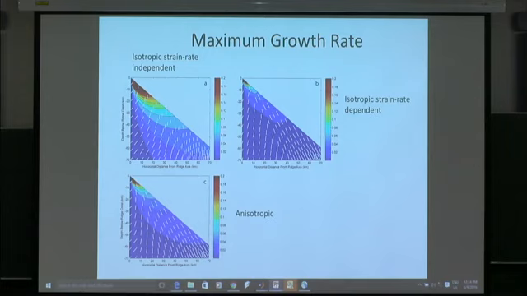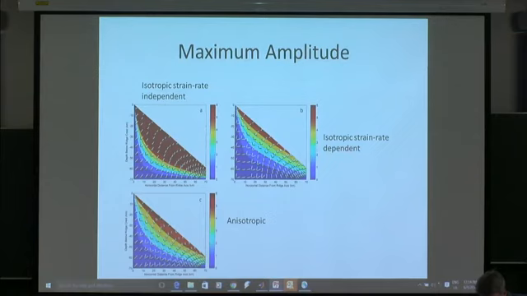Similarly, for anisotropic viscosity, we can do the same thing. And in fact, the only real difference you can see here is down here, because it takes a little while to build up the anisotropic fabric, or there's some deformation required to do that. But if we look at the amplitude, so we actually integrate the amplitude with time, we get something like this. And unfortunately, as you can see, the white lines are the orientation for the maximum amplitude.